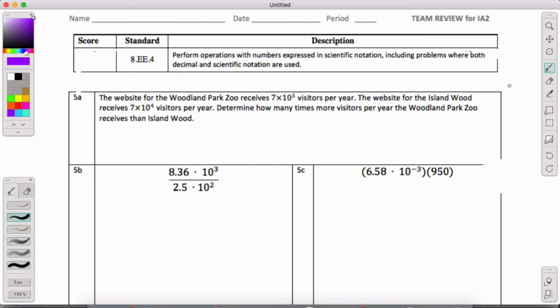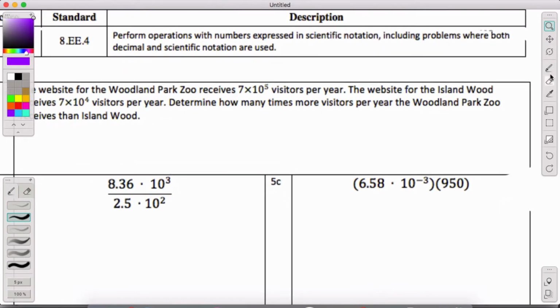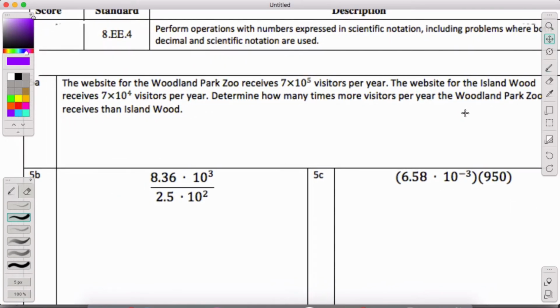All right, so the standard is 8.EE.4, perform operations with numbers expressed in scientific notation, including problems where both decimal and scientific notation are used. All right, so let's dig into this first problem. And again, like I said, I'm just going to go over the quick answers versus the process that I did. So if you check your answers for this one, you should have 7 times 10 to the 5th power over 7 times 10 to the 4th power, resulting in 1 times 10 to the 1st, which equals 10.